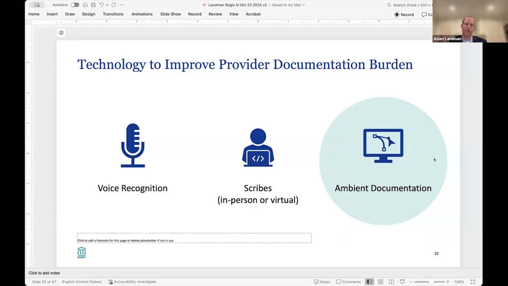Over the years, we've given clinicians voice recognition tools like Dragon or M-Modal, and that has definitely allowed our clinicians to get some efficiencies. We've even tried scribes, either in person or virtual, where another person accompanies the clinician and takes notes. Those are often also loved, but they can be expensive, and those scribes turn over frequently, so it's not very scalable. And so the holy grail is this idea of ambient documentation.